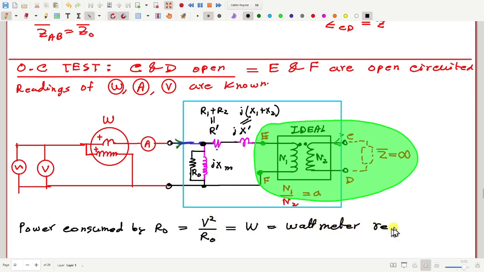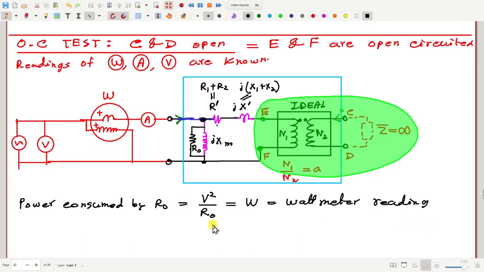From this, you can find the value of R naught. So this gives R naught, that will be equal to V square by W, the wattmeter reading.